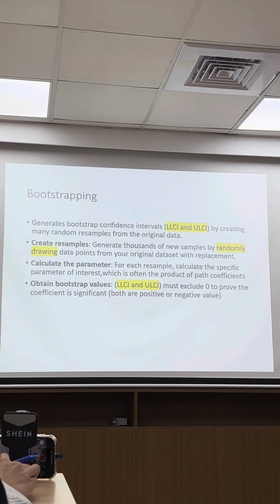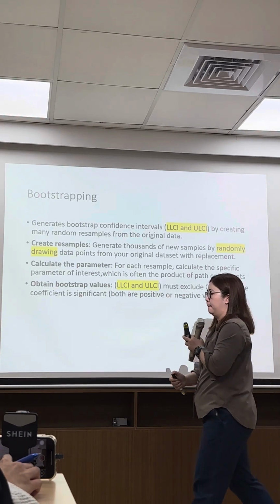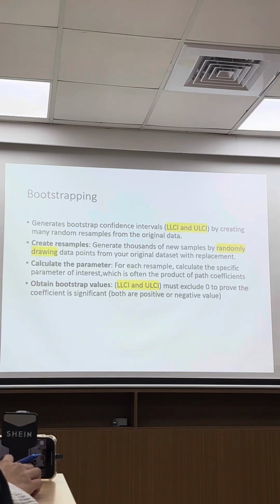Okay, so why is that? Let's go to a deeper explanation of why it must exclude 0. Do you know why, Module B students? Okay, so let's say the coefficient is the effect of IV on DV. This is again an explanation, just for your reference.